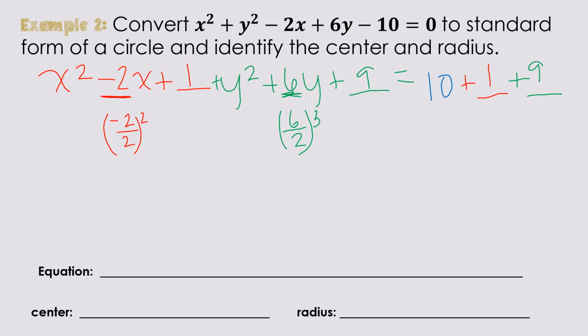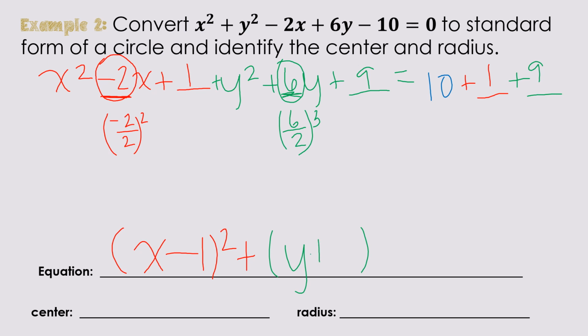Now we're ready to factor. So x, to find the number that you add or subtract, you're just doing half of that a value. Half of that a value is negative 1, squared, plus y. Half of the b value was positive 3, squared, equals, and then just combine your three numbers on the right. 10, 1, and 9 is 20. So that is our equation in standard form.